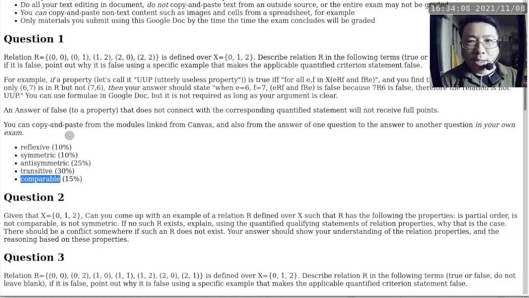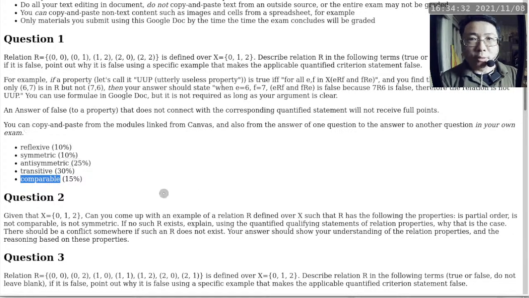All right, you can copy and paste from the module linked from Canvas. So that means you can just copy and paste my equations, slap it into here, and say in this case when E equals this, F equals this, and then G equals this, the quantified statement itself is going to be false. And since I can find one contradiction, that property is false.